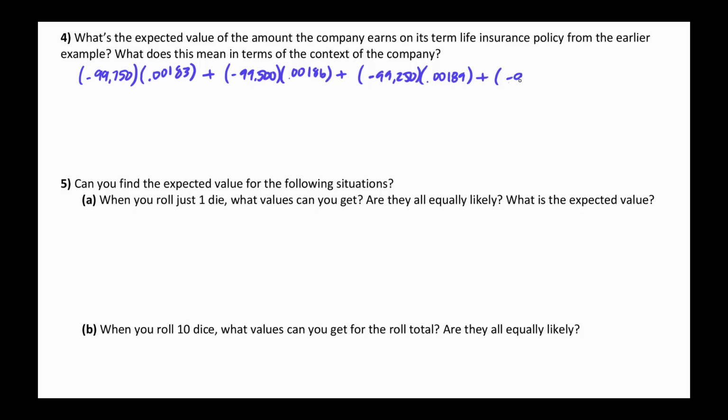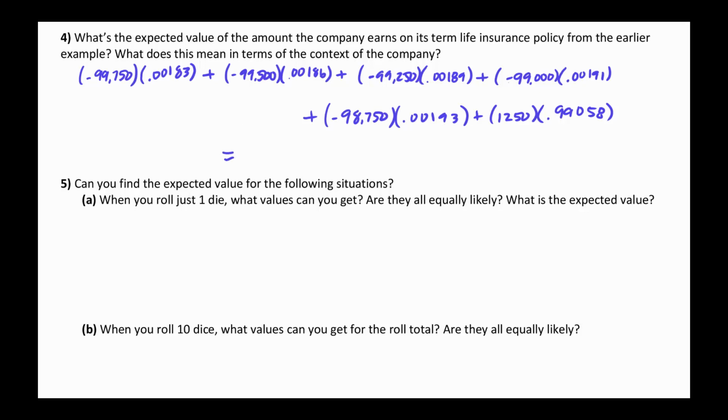plus negative $99,000 times 0.00191. Continuing on to the next line, plus negative $98,750. This is that last box before the insurance expires, times 0.00193. Then we'll add the part where they actually would make $1,250 times its probability, 0.99058. So most of the time you're going to land right back there, but we should expect to make whatever this answer is going to be.